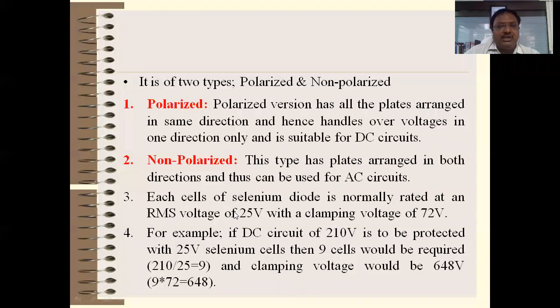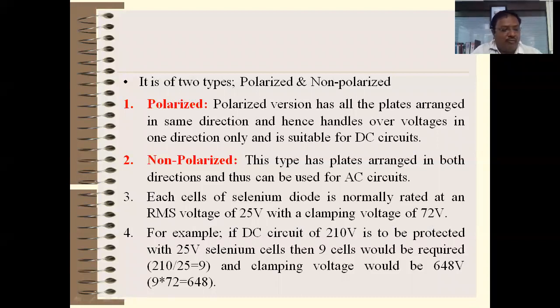Okay. Each cell of a selenium diode is normally rated at an RMS voltage of 25 volt, and its clamping voltage is about 72 volt. So it can be clamped, or it can handle that voltage. See, the RMS voltage rating is 25 volt, but it has a clamping voltage, or voltage handling capacity, up to 72 volt. This is a very large voltage handling capacity.